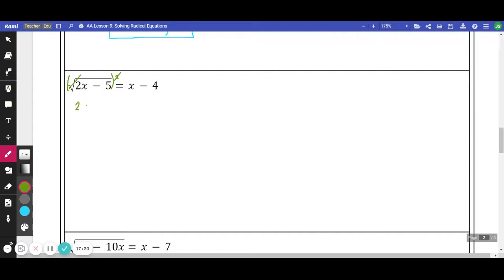We get 2x minus 5. And then we have to square this side because if we square one side, we have to do the other. And so I have to multiply this all out. You might get to the point where you can do it without writing it over here, and that's okay if you can do that. So x times x is x squared. X times -4.